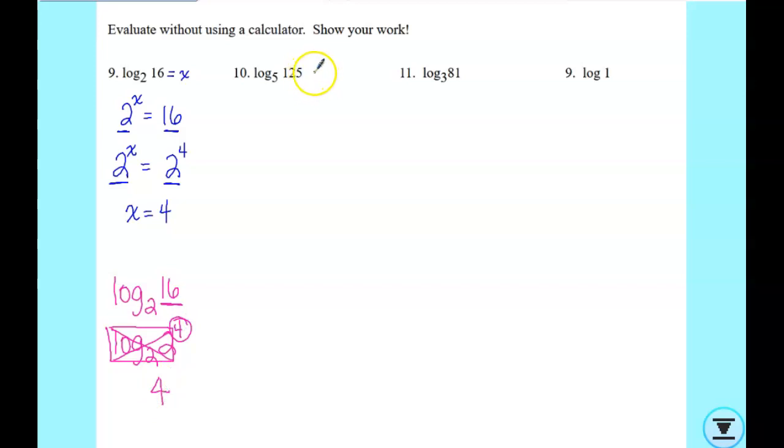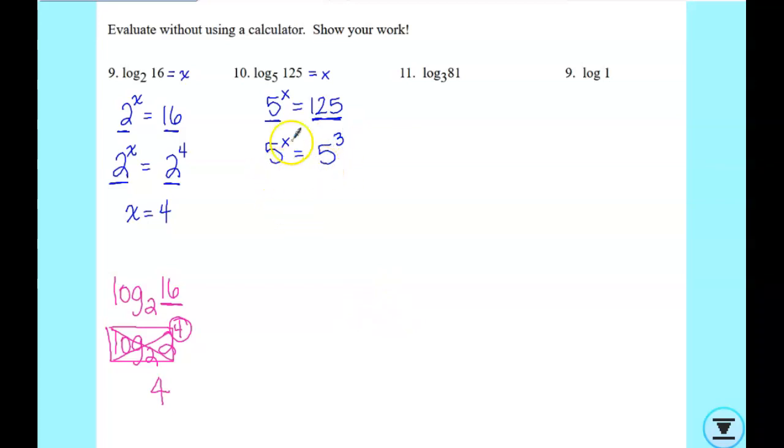So in this one again, you can think of it as setting this equal to x. So 5 to the power of x is equal to 125. And I want to rewrite this so that it is a power of 5. So 5 to what power is 125? Now if you don't know, just start multiplying. 5 times 5 is 25. 25 times 5 is 125. So it would be 3 times.